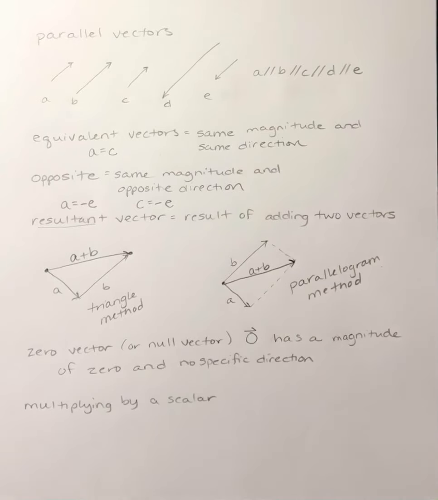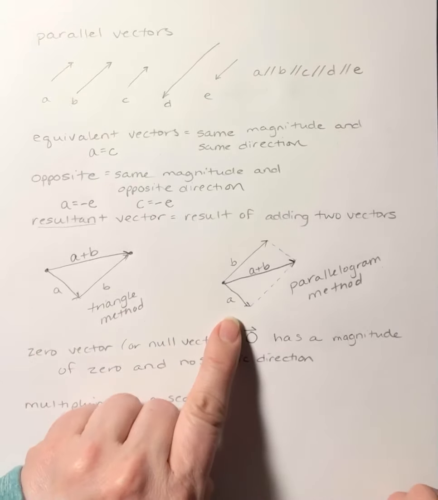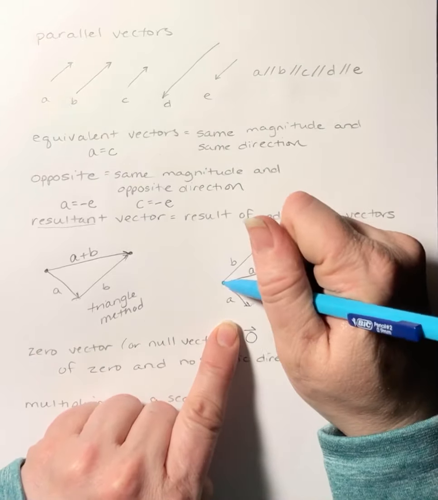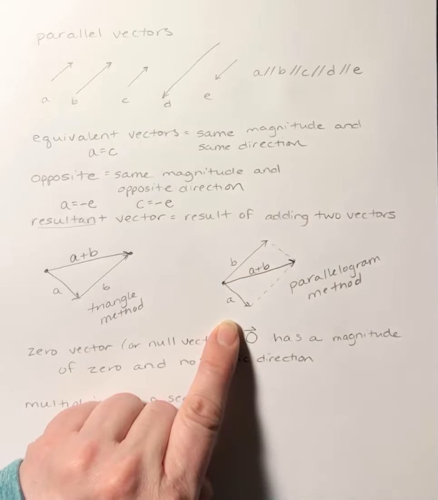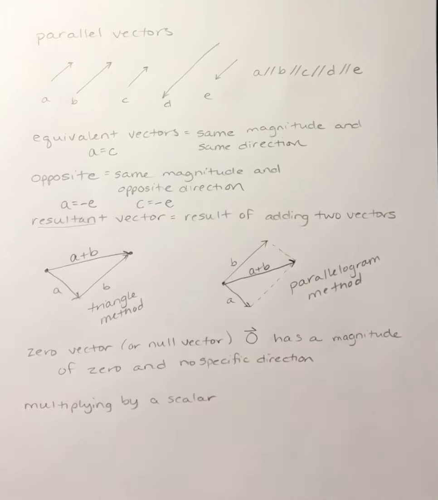They both have their place. This is typically what people use. This is a little bit easier, but sometimes problems are set up already for you and they're already set up tail to tail. And so rather than moving things and doing things, sometimes it's easiest to just do it that way.